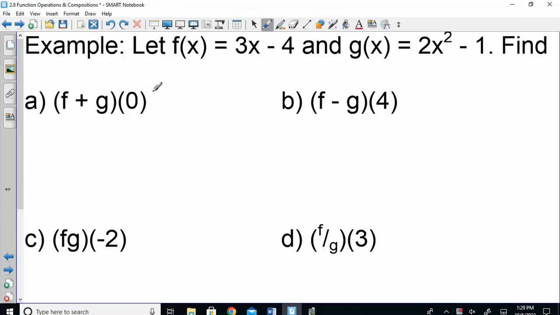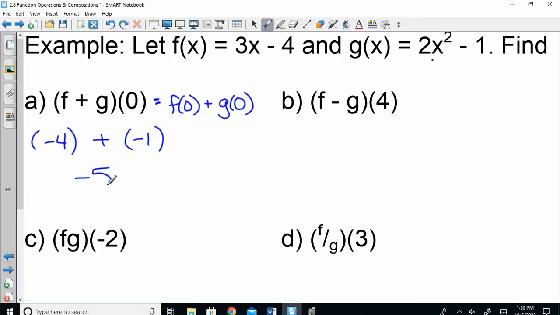So when I say f plus g of 0, all that means is you're going to plug a 0 into f, you're going to plug a 0 into g, and you're going to add those two things together. Okay, so if you put a 0 into f, what do you get out? -4. Do I need to show my work on how I got that? If you plug 0 into g, what do we get? -1. So add those together, and our final answer is -5.